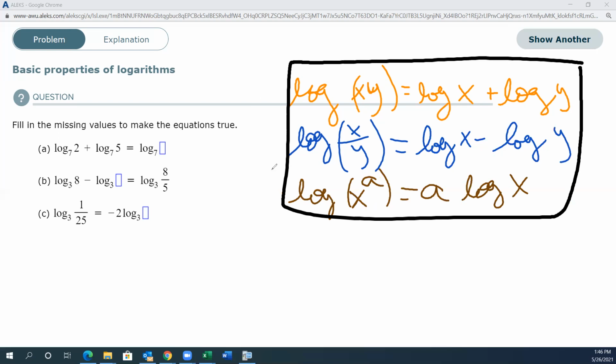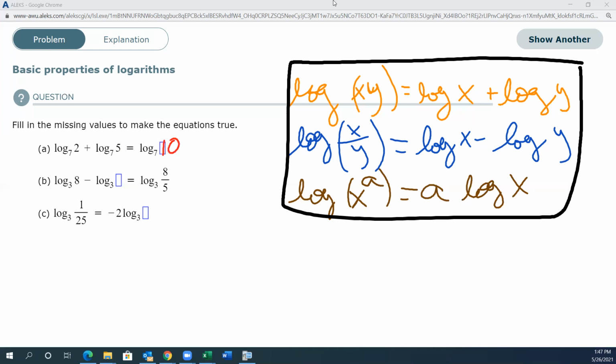All right, so using those, let's see if we can figure these out here. On part A, we've got log base 7 of 2 plus log base 7 of 5. So I see that we are adding a couple of logs. That looks a lot like this. So when they say, let's make it all a single log, if you're adding logs, how do you make it a single log? Well, you multiply those together. So multiply the arguments of the logs together. 2 times 5 is 10.